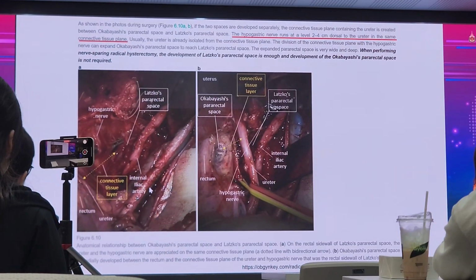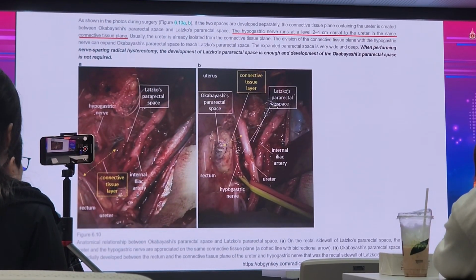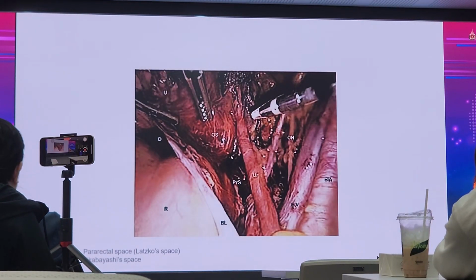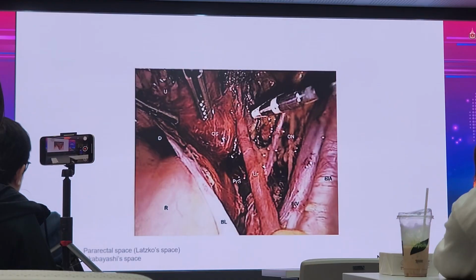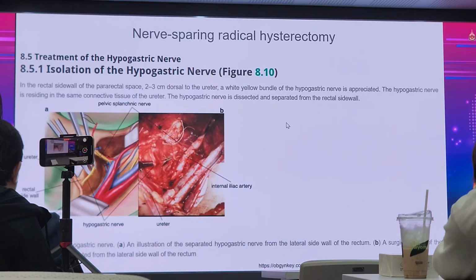The Latzko space is here. But if you would like to connect the Okabayashi and Latzko spaces, you have to break the hypogastric nerve, which is not good for fertility-preserving surgery for cervical cancer. This is the Okabayashi space. This is our Latzko pararectal space. Here. And this is the ureter and obturator nerve.